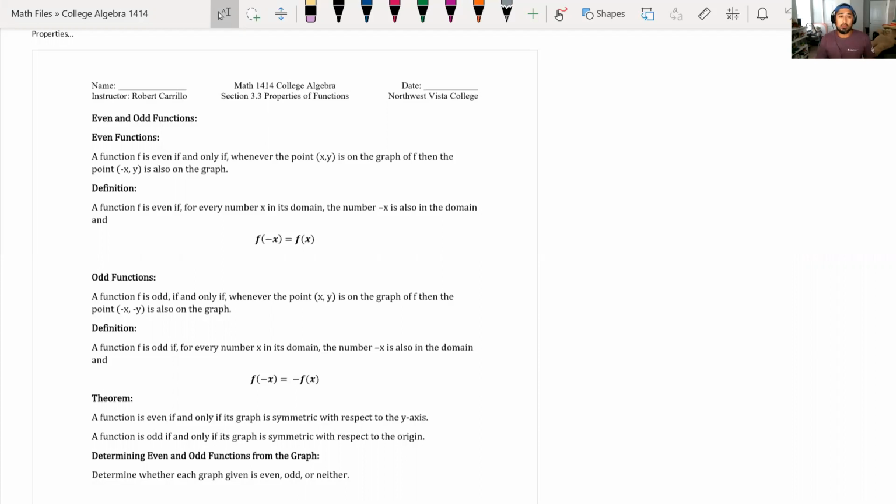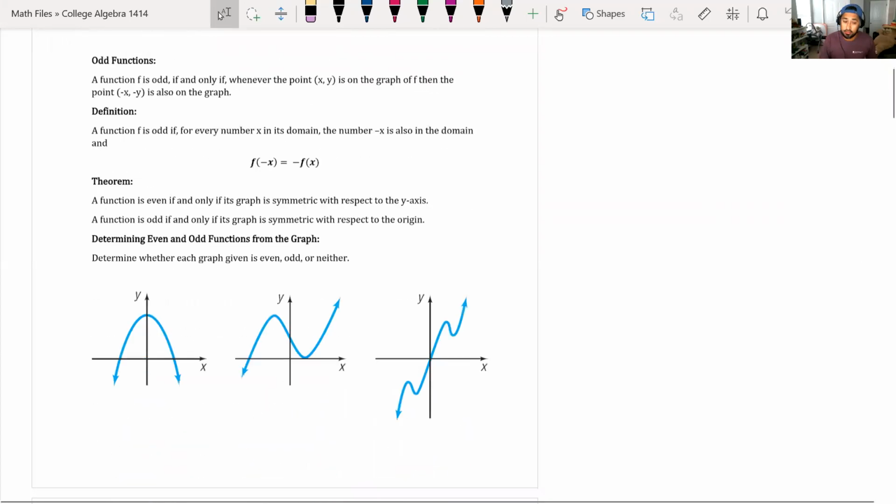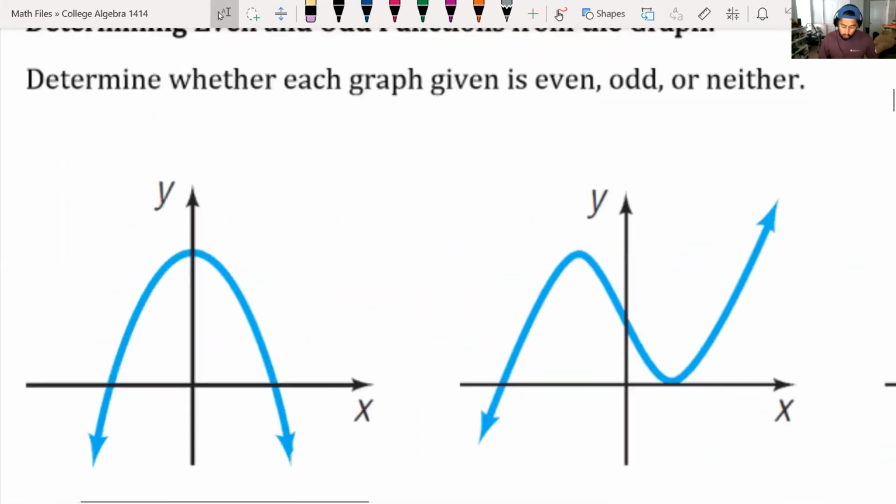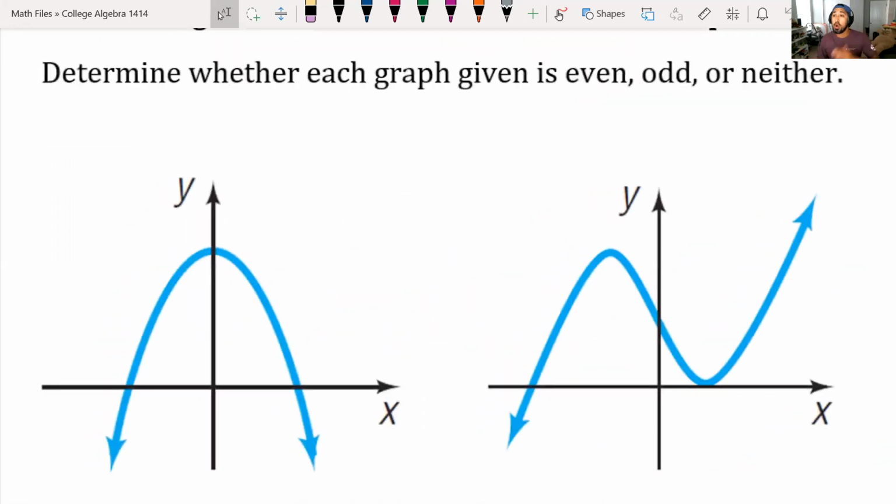Okay. So first we start with even and odd functions. What does it mean to be an even function? A function f is even if and only if, whenever the point x, y is on the graph of f, then the point negative x, y is also on the graph of f. So let's look at a graph to see what that actually means. If you are an even function, then graphically, you are symmetric about the y-axis, which would be the first picture here.